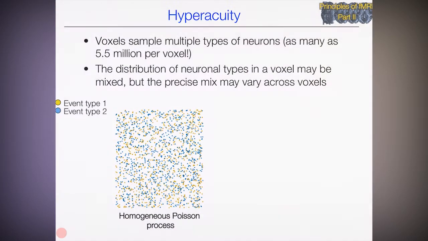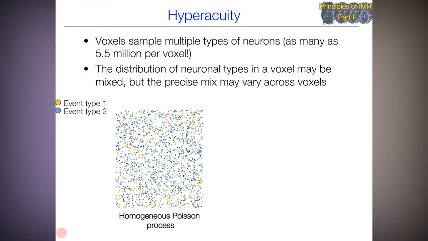So in the MVPA literature, why can it work? Why can it actually detect these finer spatial scale organizational structures? There's an idea called hyperacuity. A typical voxel at 3T is about 3 by 3 by 3 millimeters, pretty big, and each of those voxels might sample, on average, say 5.5 million neurons, many of which do different things. The distribution of neural types in a voxel might be mixed, but across voxels, the precise mix varies. This simulation illustrates this.